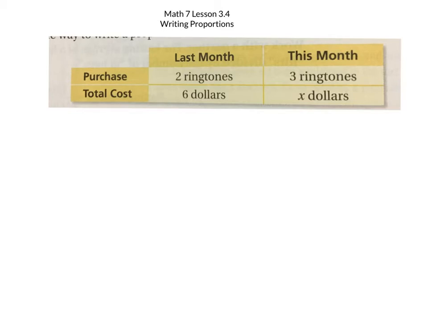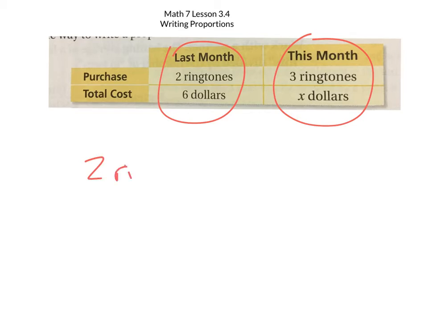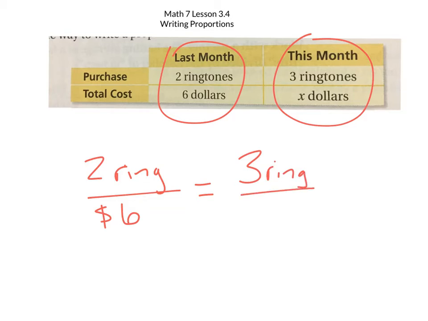So there's 2 different ways you could write proportions when you're dealing with a table. You could use the columns, which in this case, you have 2 ringtones for every $6 equals 3 ringtones. And we don't know how much the 3 ringtones cost. So we assign it a value of X.